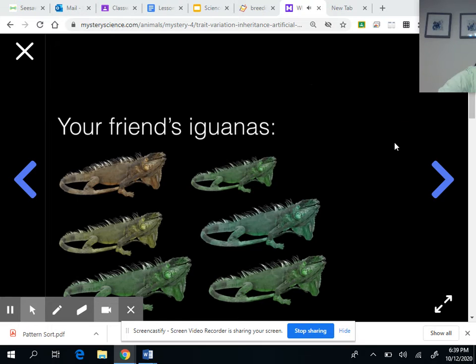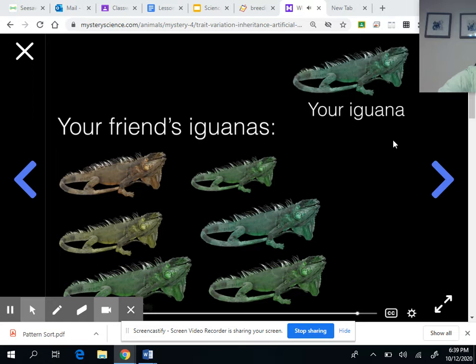So you visit your friend who's been raising iguanas. Here's some of the iguanas he's got. If you wanted to get even bluer iguanas, which of your friend's iguanas would you pick to have babies with your iguana? Why?